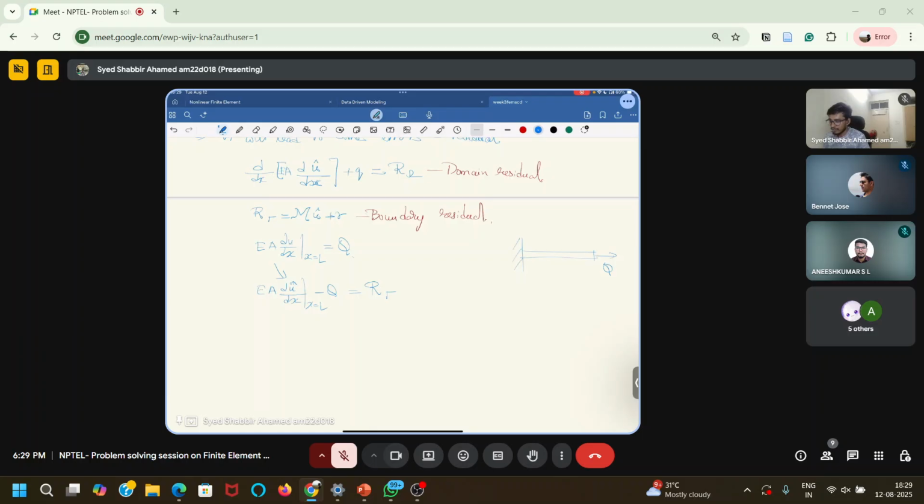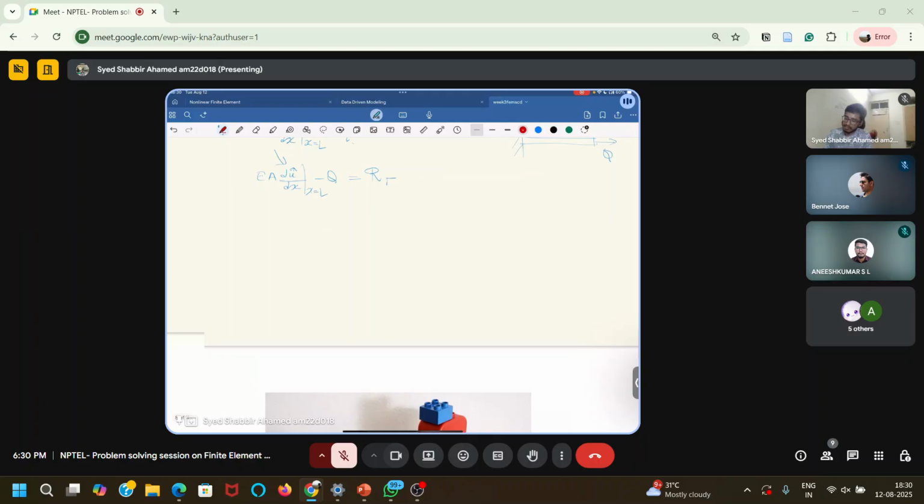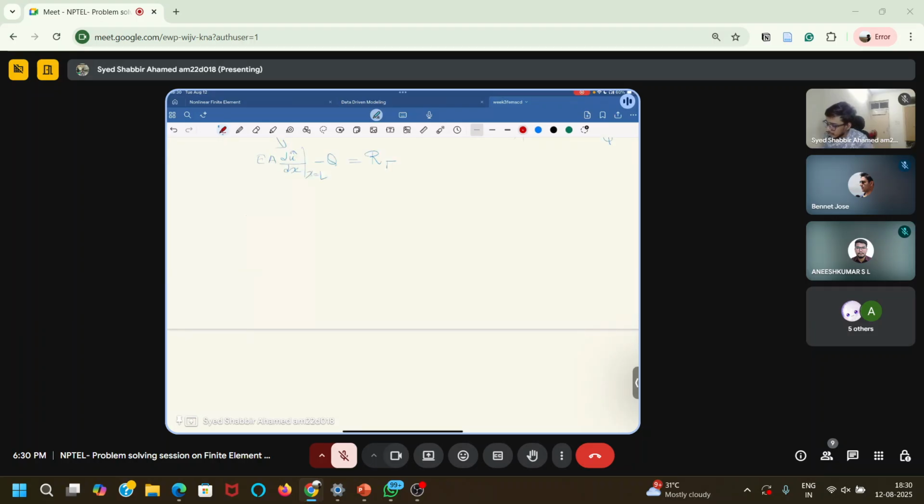But we can always reduce this error. So how can we reduce this error? There are ways to do that. One way is using the method of weighted residuals. Weighted residuals is nothing but taking the error and trying to minimize it in an average sense, over the whole domain. You try to minimize the error in an average sense.